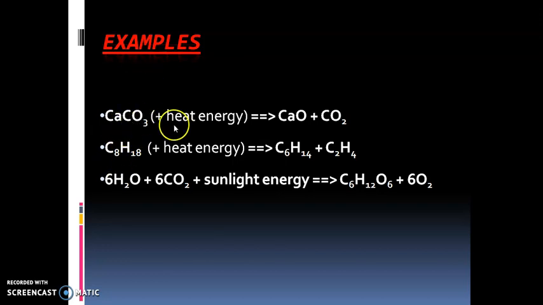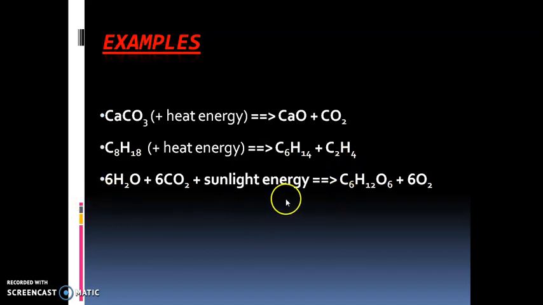When calcium carbonate absorbs heat, it decomposes and converts into the products calcium oxide and carbon dioxide. Always remember student that all kinds of decomposition reactions are examples of endothermic reactions. This is also a decomposition reaction in which C8H18, which is gasoline or octane, decomposes into C6H14, hexane, and C2H4, ethene.